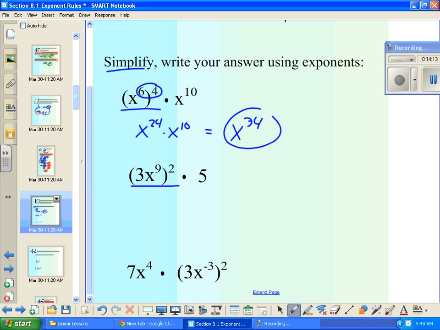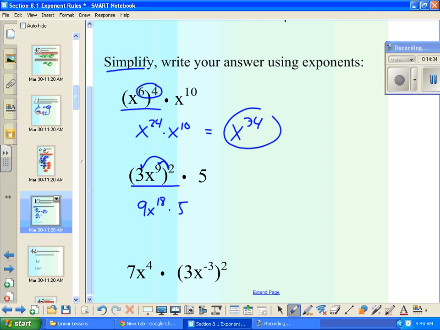This one right here. Usually if I have something with parentheses, I will start with that. 3x to the 9th, squared. What I can do is apply that squared power to each of those things. 3 squared gives me 9, so I'm just going to write that right away. x to the 9th squared, I can multiply those together and get x to the 18th. And then that times 5.